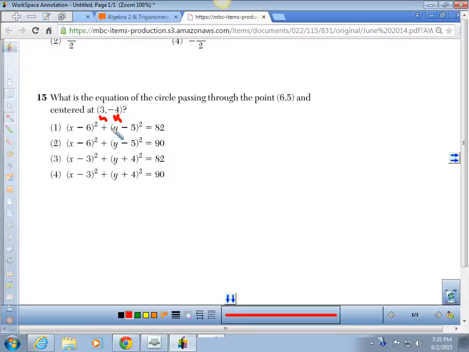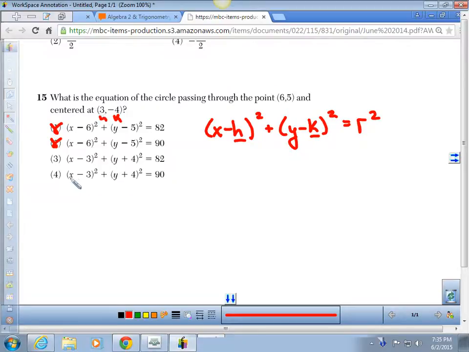So which ones are automatically crossed off for us on this one? 1 and 2. Why are 1 and 2 automatically out? They're not using the center, are they? Okay. This right here, we need x minus h squared plus y minus k squared equals an r squared. Well, h and k represent the coordinates of the what? What do the h and the k represent? They represent the center, right? Well, my center is 3, negative 4, not this one. In solutions number 1 and 2, they're using the point that's on the circle, not the center of the circle. Okay? So we definitely want the minus 3 and the plus 4.